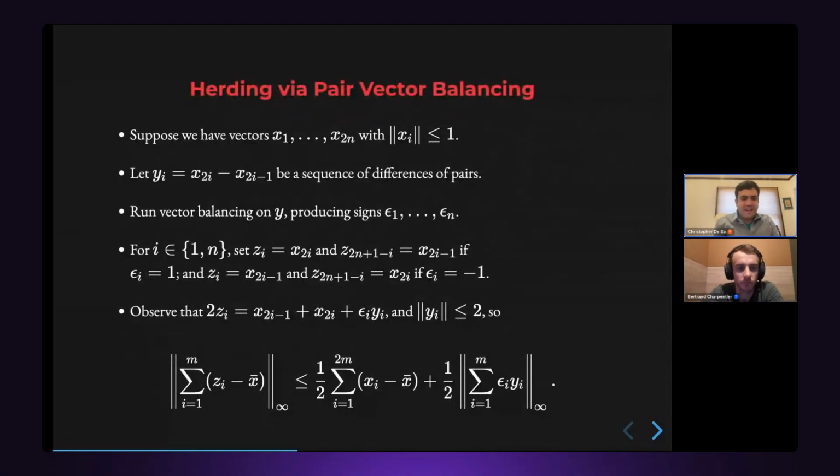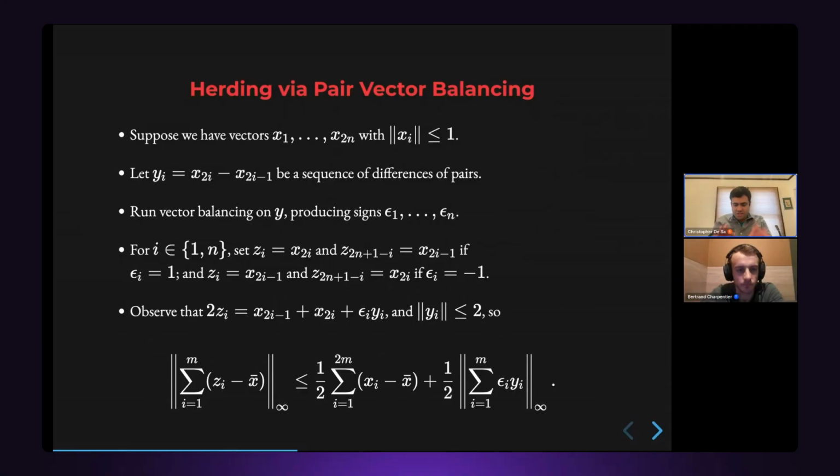And there's a very, very nice reduction of herding to vector balancing via this pair-based algorithm. Again, imagine that the vectors that we want to herd are x1 through x2n. So there's an even number of them, which is easy to assume without loss of generality. I'm going to pair those vectors up. I pair the first vector with the second vector, the third vector with the fourth vector. For each pair, I compute the difference. I then run the vector balancing algorithm on that difference, producing a sequence of signs.